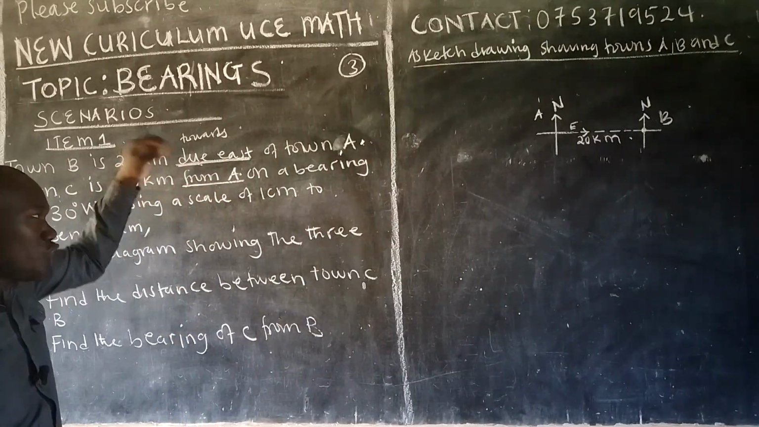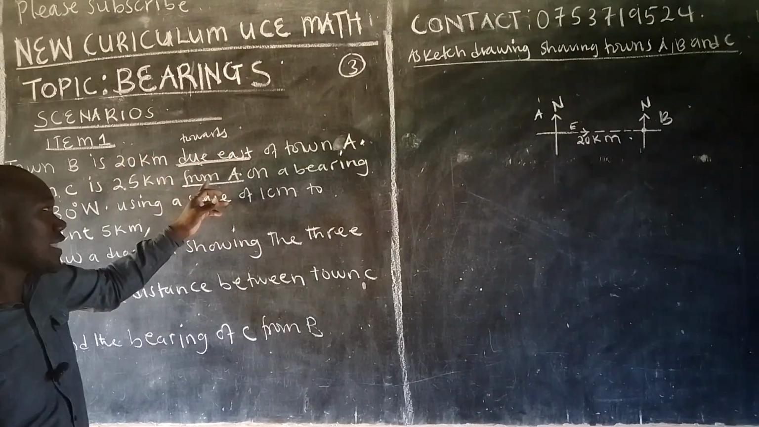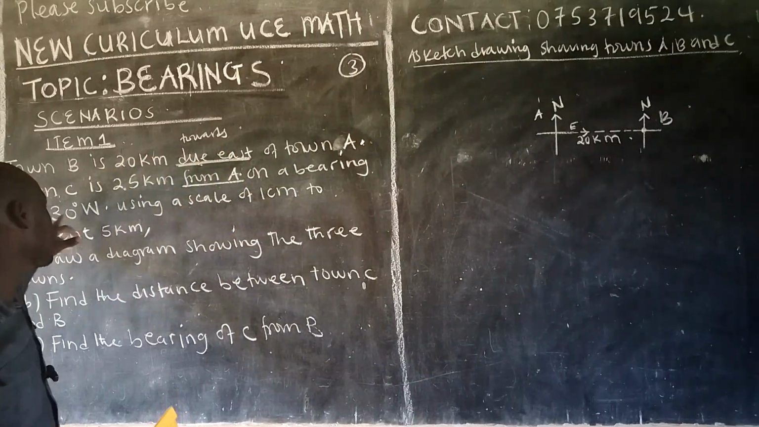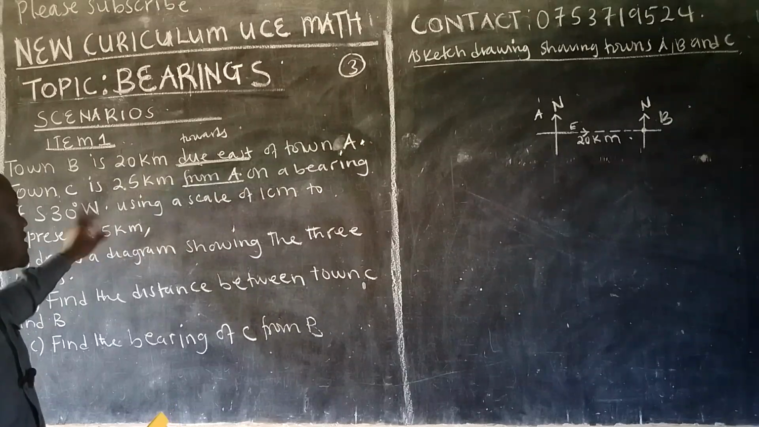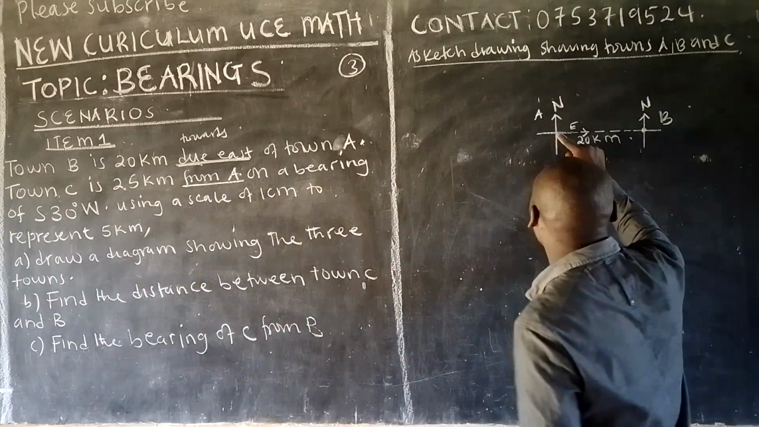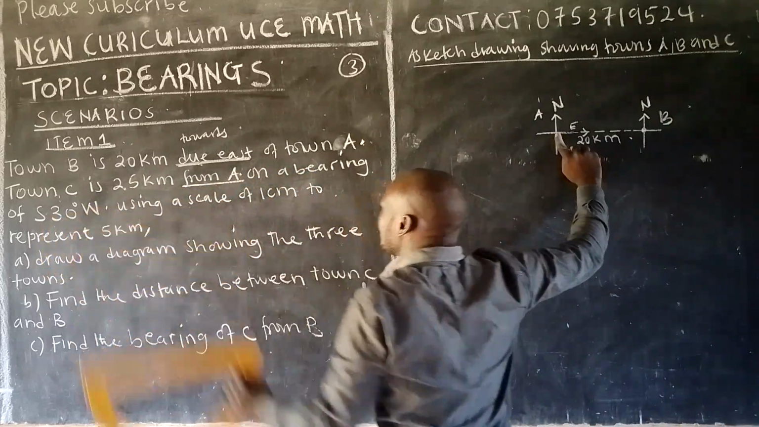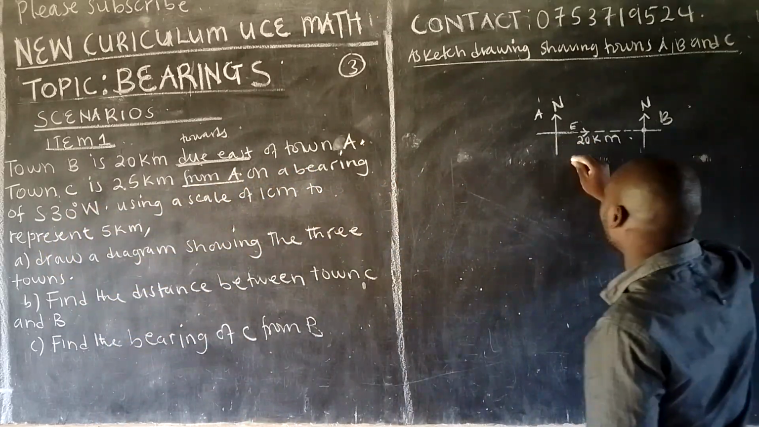So from A means that you stand at A, and from that A you are able to get the distance, or rather the direction of town C. So from A, we go where A is. A is here. Okay, good. On a bearing of south 30 degrees west.